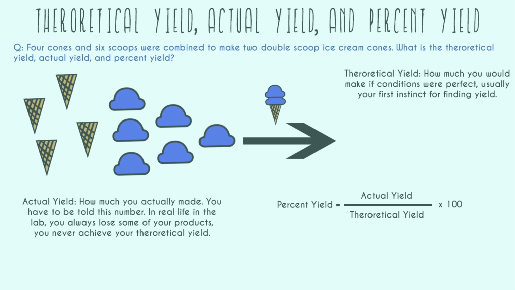All right, so first, let's define the theoretical yield. And so that's how much you would make if conditions were perfect. And one thing I like to tell students is that as you learn all these different yields, usually what your instinct tells you what the yield should be, that's theoretical yield. It's as much as you could possibly make if everything went right. And this is usually what students just kind of think of when they think of yield. So let's do the theoretical yield just by looking at our two reagents and seeing how much we could actually make. So that would look like this.